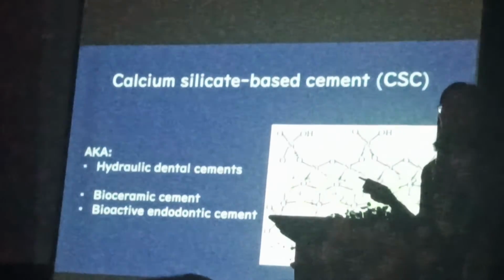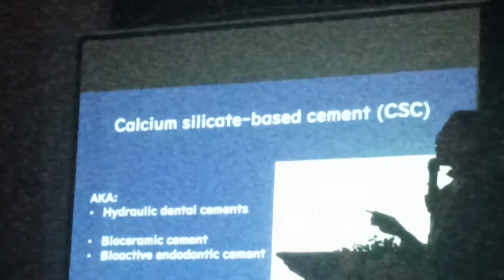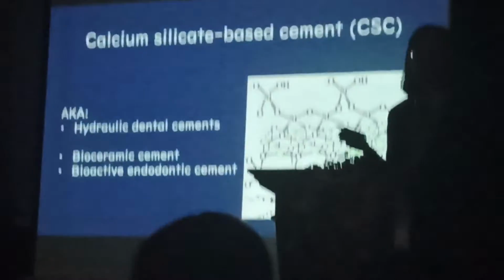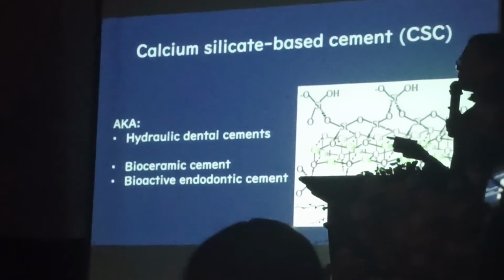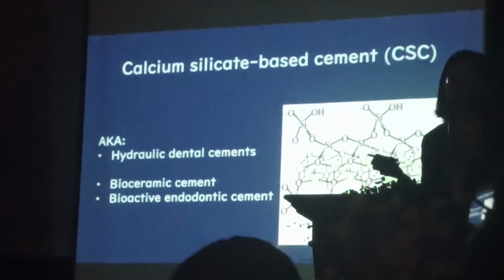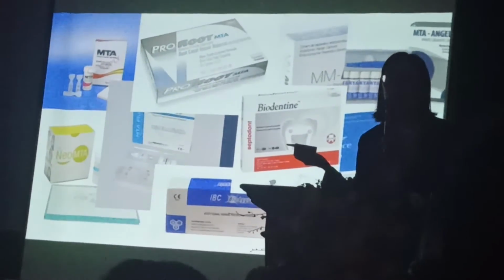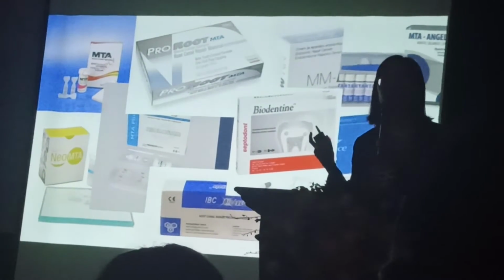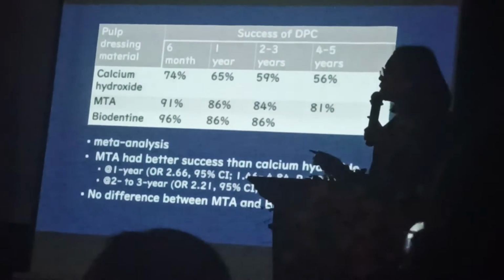All right, so let's talk about calcium silicate cement a little bit. Some people call it hydraulic dental cement because it needs water to set. Sometimes they call it bioceramic or bioactive endodontic cement because it has bioactivity. Okay, several brands in the market. I believe you have ProRoot MTA, I believe you have Biodentine, okay? There are other brands around the world.